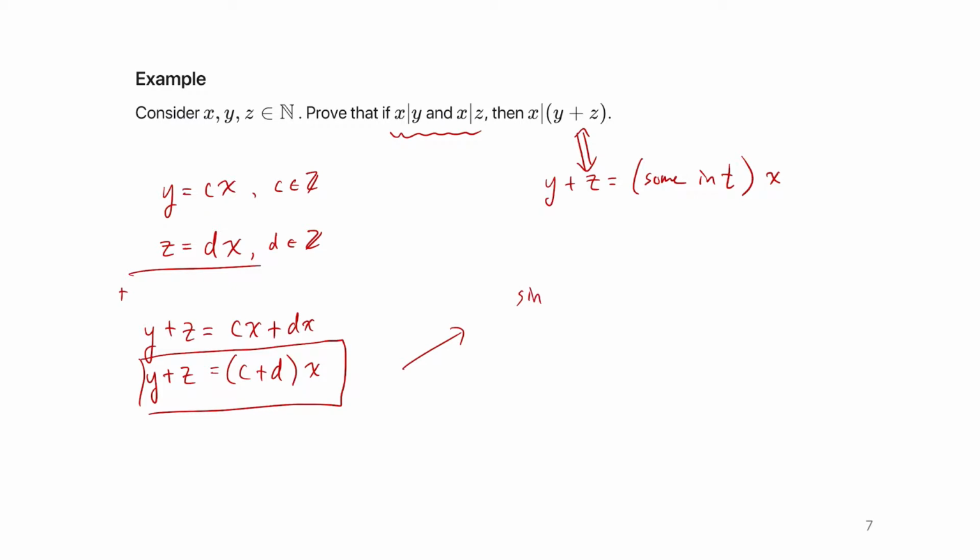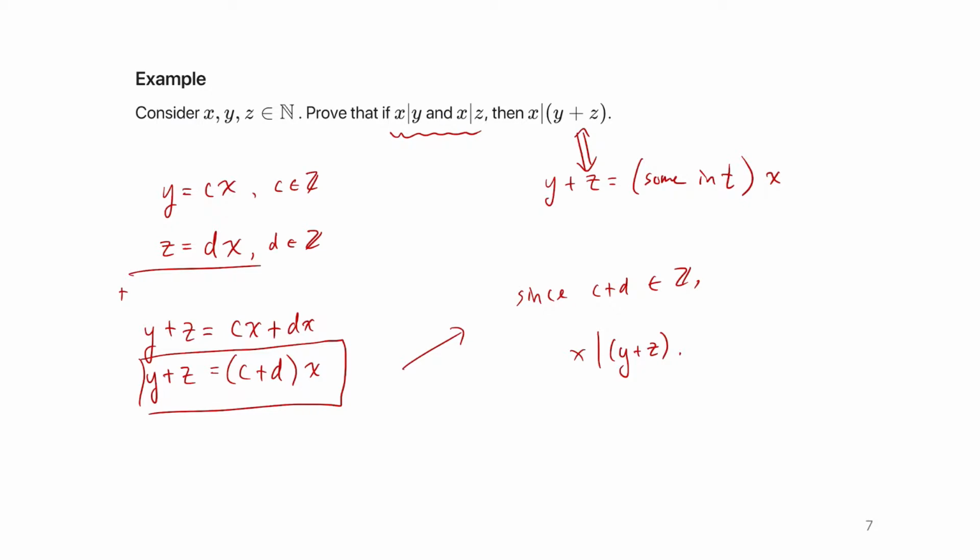So since c and d are integers, c plus d will also be an integer. So since c plus d is an integer, x divides y plus z. Is that clear? So we've proven now that if this condition holds, then x divides y plus z.